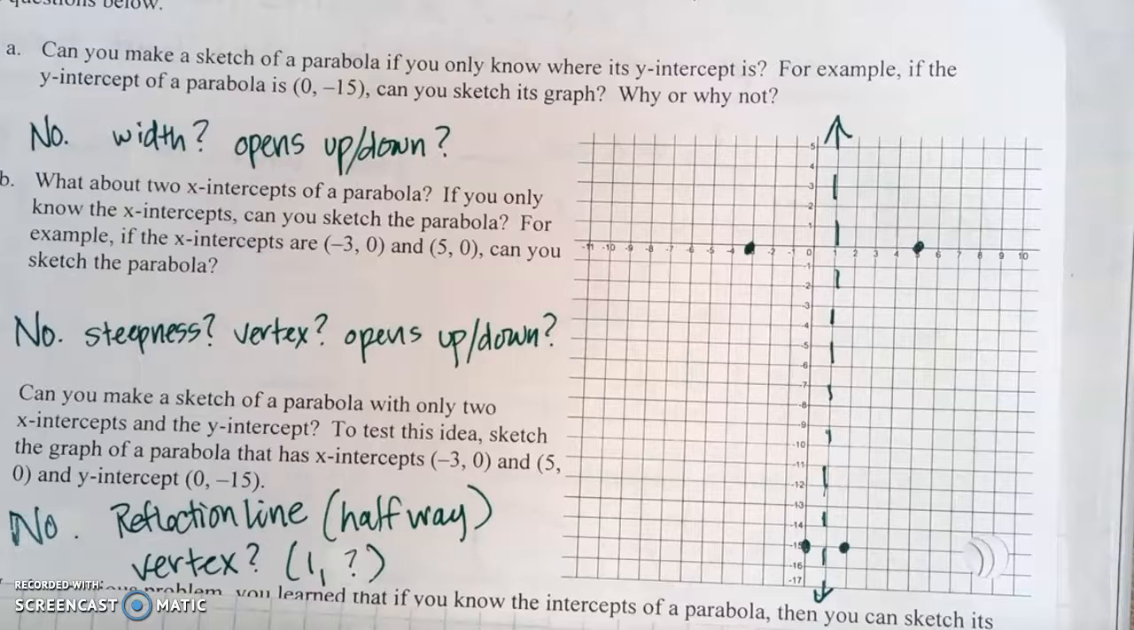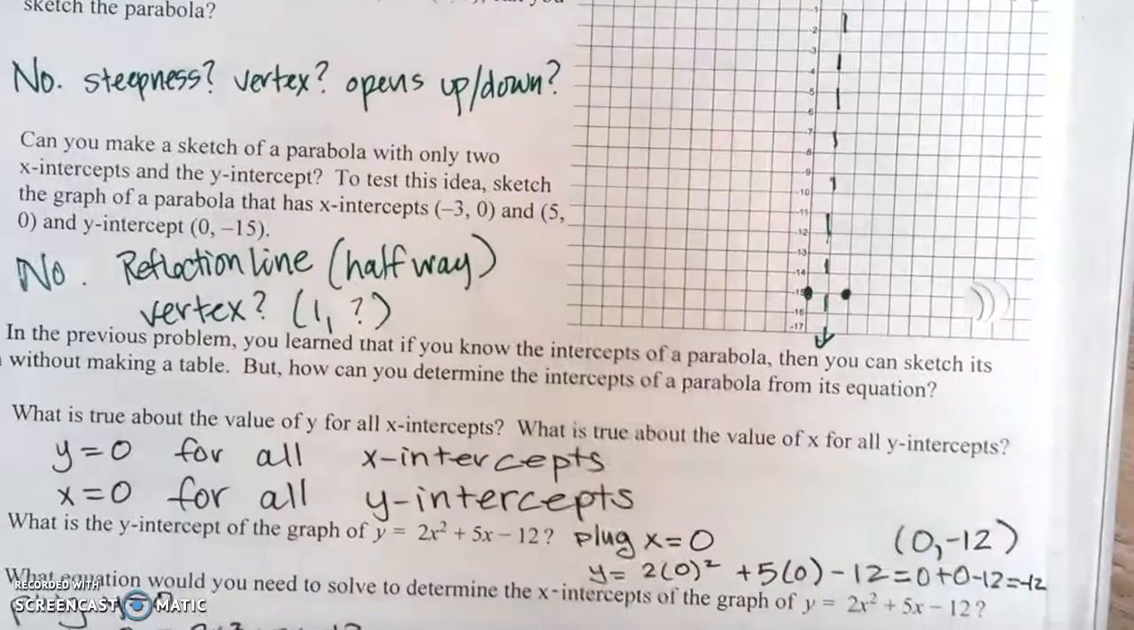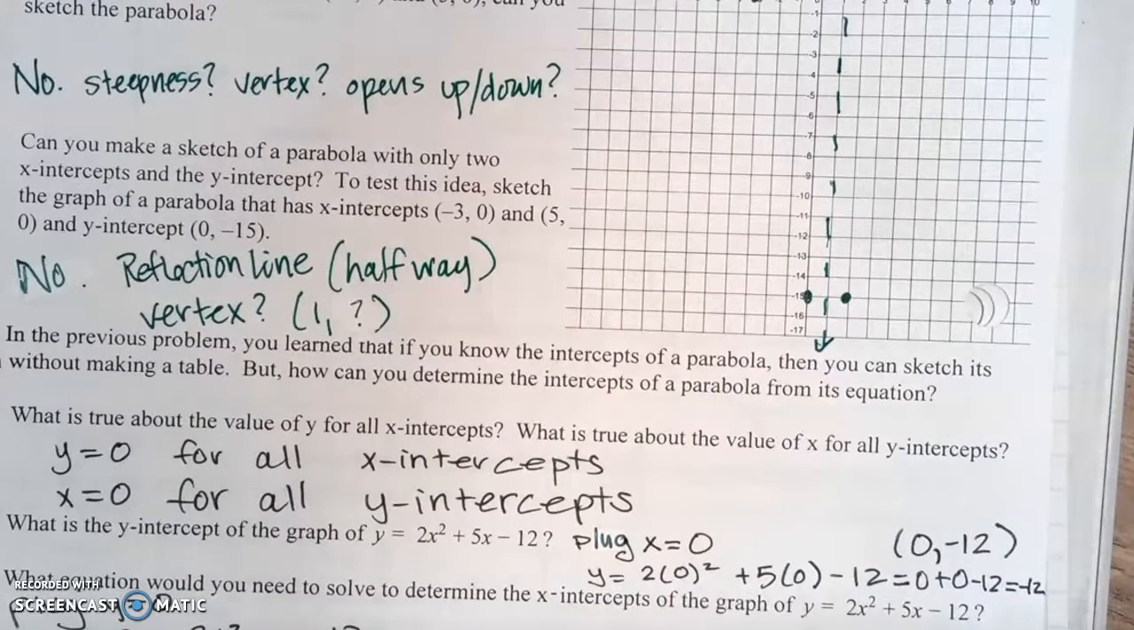without the equation or without them telling us. Okay? So for question number 27, it says, in the previous problem, you learned that if you know the intercepts of a parabola, then you can sketch its graph without making a table. But how can you determine the intercepts of a parabola from its equation? Part A says, what is true about the value of y for all x-intercepts? And what is true about the value of x for all y-intercepts?